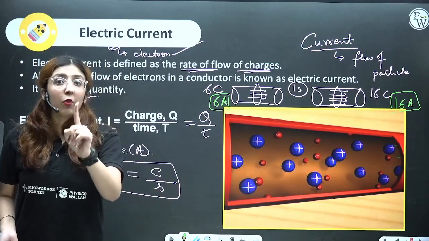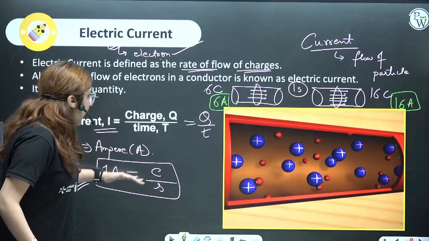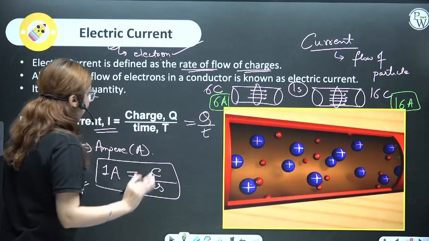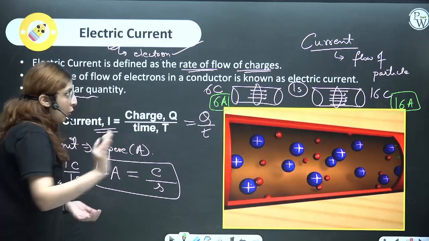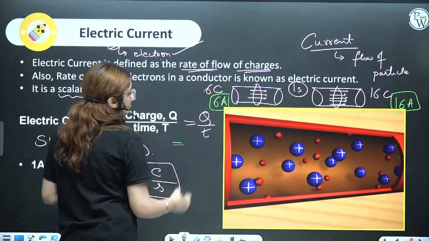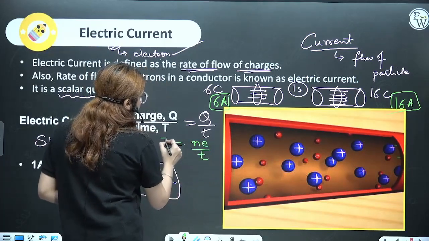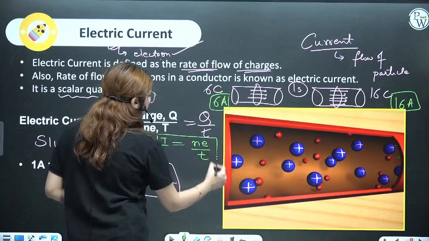We have done one formula. Now the first formula, Q is equals to NE, right? Can I place it over here and get one more formula? Have a look over here, everyone. In place of charge, I can write NE by T. So I is equals to NE by T.